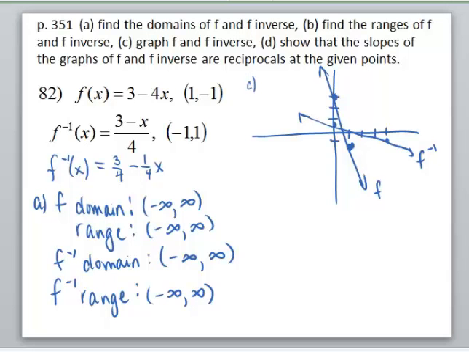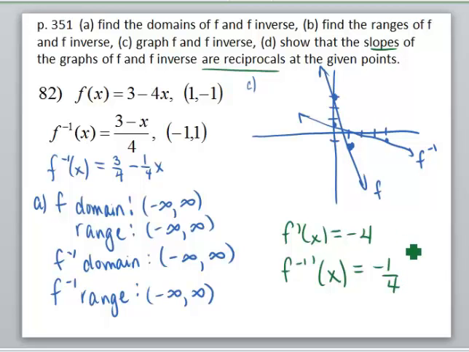I've already done that. So the last thing we're going to do is find the slopes and show that they're reciprocals of each other. The fastest way to find the slopes is simply by taking the derivative. So the derivative of the first function would just be -4, and the derivative of f inverse, if I look right here, is -1/4. Notice that they are reciprocals of each other, and that's what I was supposed to show. So I've done that.